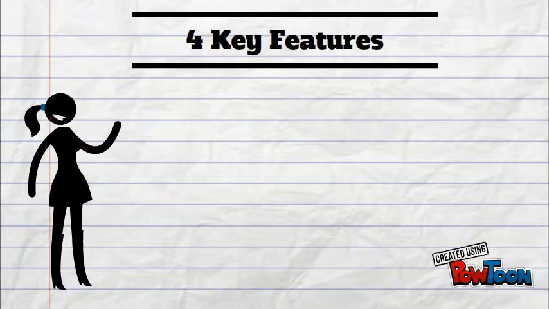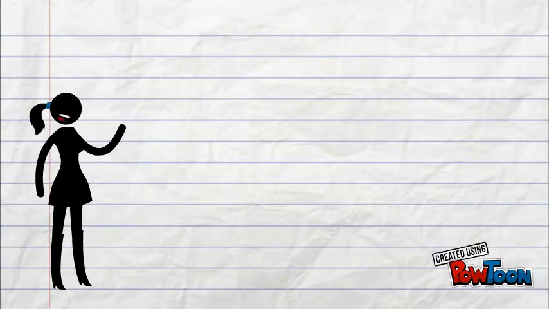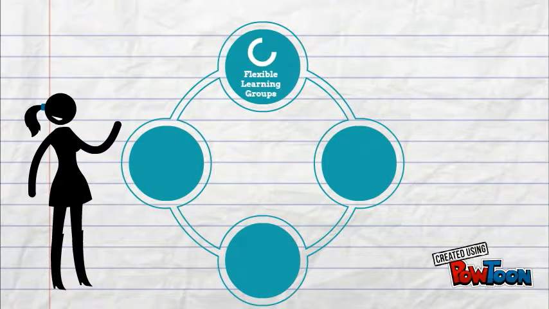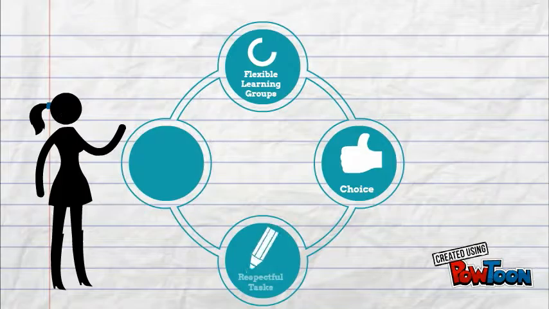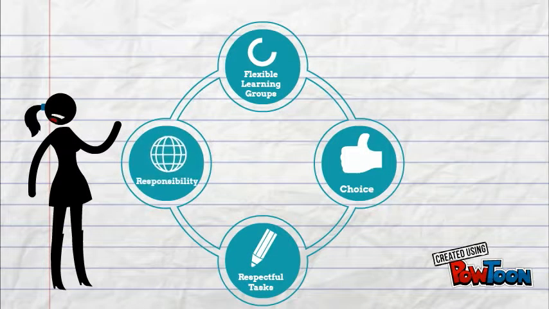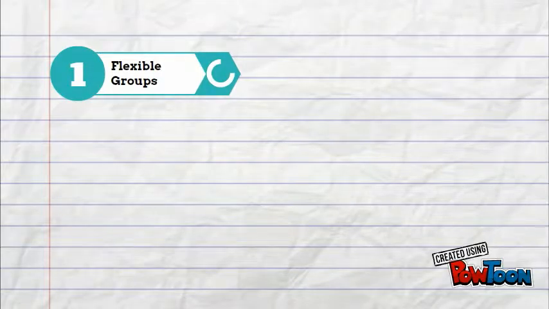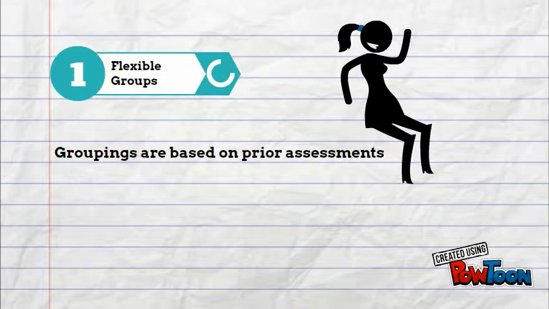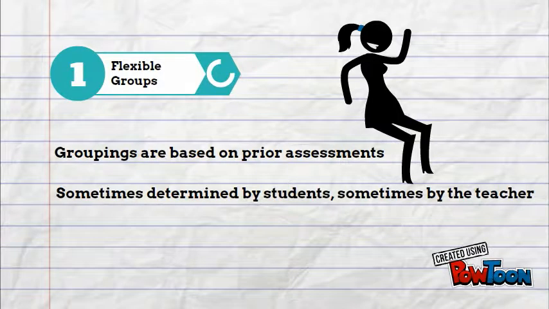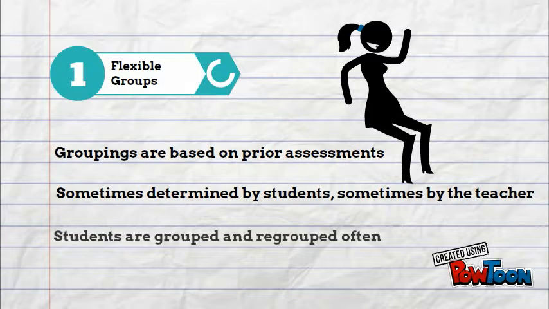There are 4 key features teachers should remember when incorporating differentiated instruction: flexible learning groups, choice, respectful tasks, and shared responsibility for learning. In flexible learning groups, groupings are based on prior assessment of student learning, interests, and/or learning preferences. Groupings are sometimes determined by the students, sometimes by the teacher, and sometimes randomly. Students should be grouped and regrouped frequently and flexibly based on their readiness to learn, interest in a new concept, or learning preference.